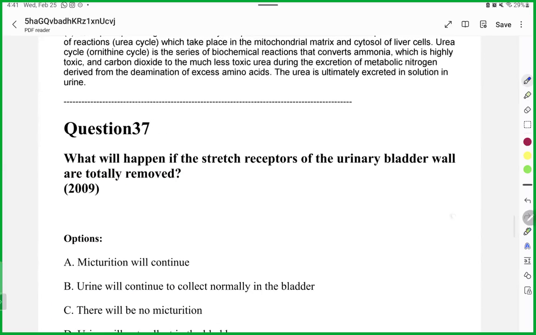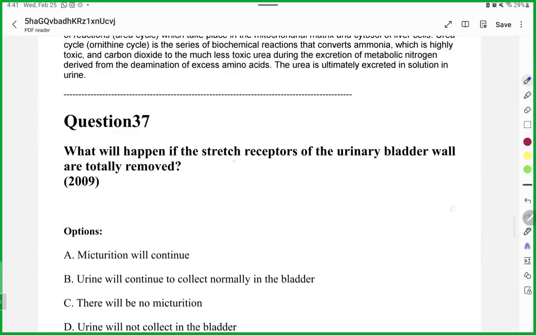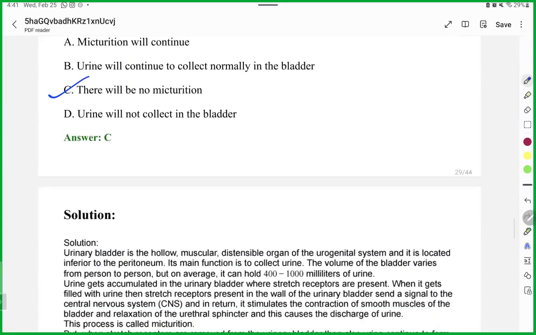What will happen if stretch receptors of the urinary bladder are absent? There will be no micturition. Option C, sir. Yes, because no stretching, no voluntary release, no micturition.